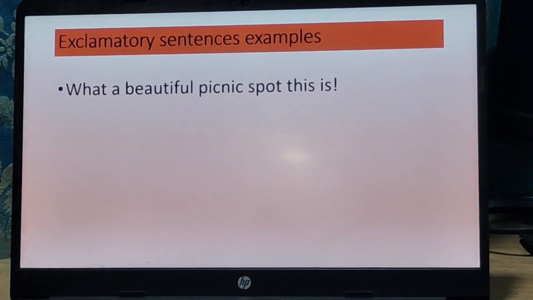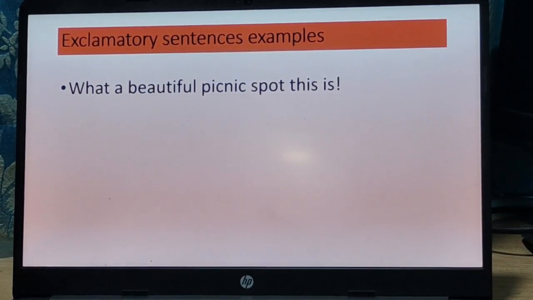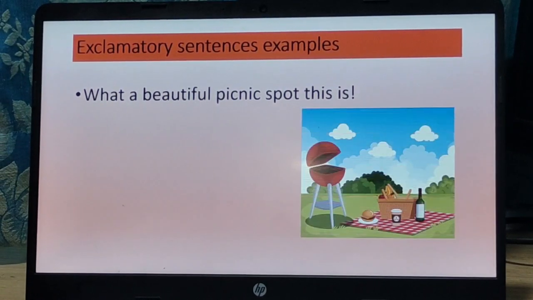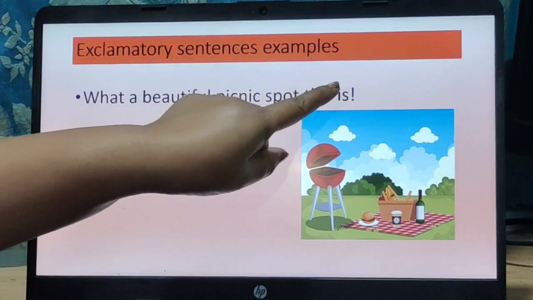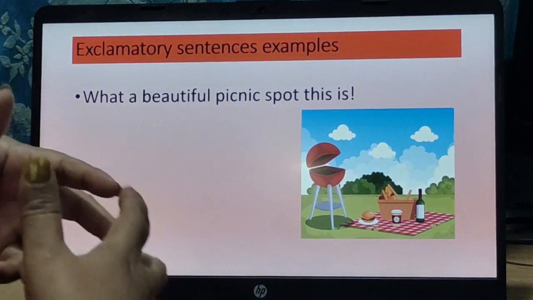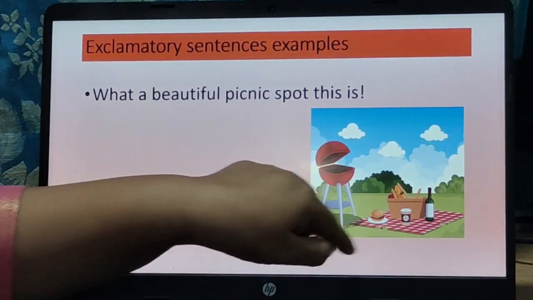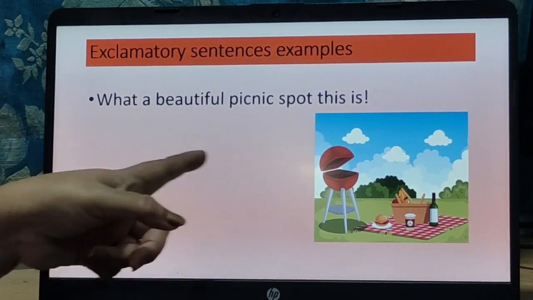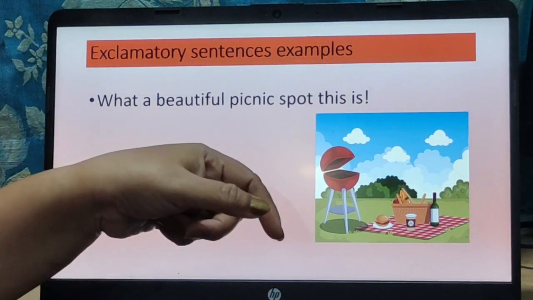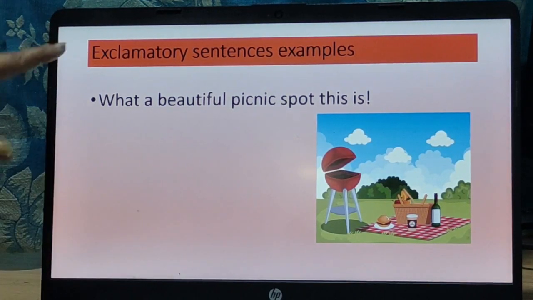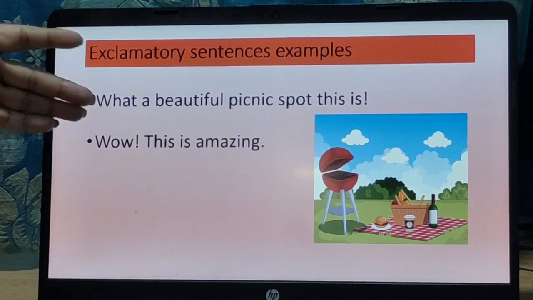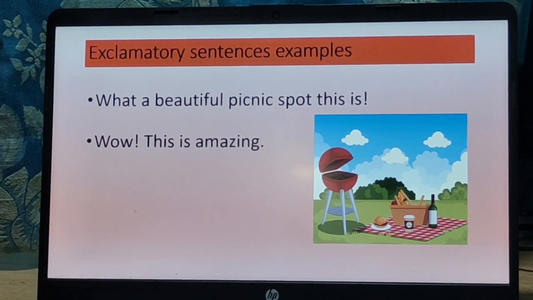For example, we have, what a beautiful picnic spot this is. For instance, we're going on a picnic and we come across this particular spot and we're so excited about it, we say, what a beautiful picnic spot it is. Normally it begins with a WH, but not necessarily. Or, wow, this is amazing, right?